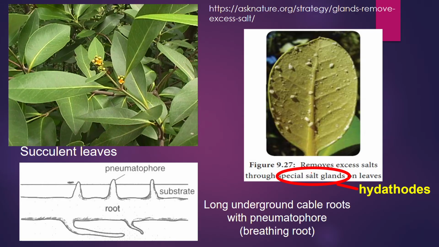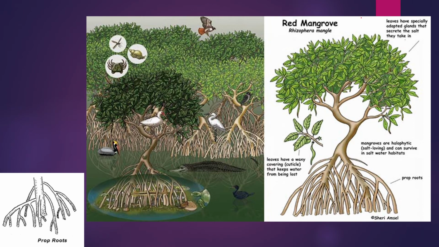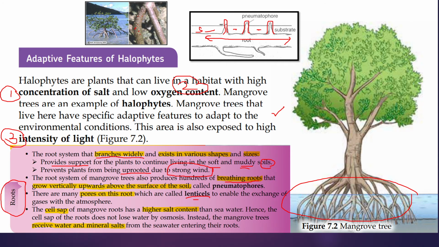Okay, lagi satu tadi adalah this is pneumatophore. Tajam-tajam ni bukan duri tetapi it is the breathing roots. Okay. Prop roots kita panggil akar jangkang. Prop roots stabilize the mangrove tree and also support it, preventing it from being uprooted because of the strong wind.